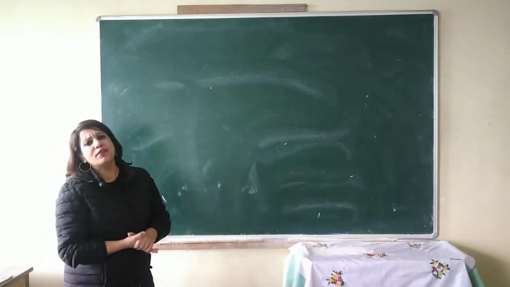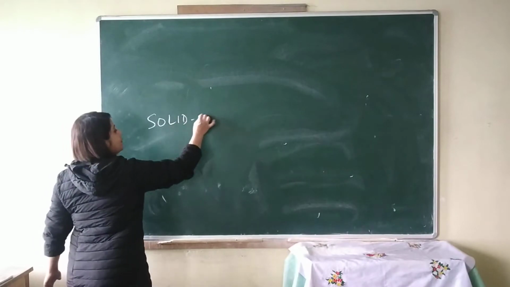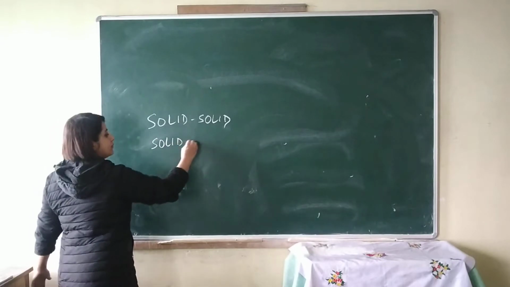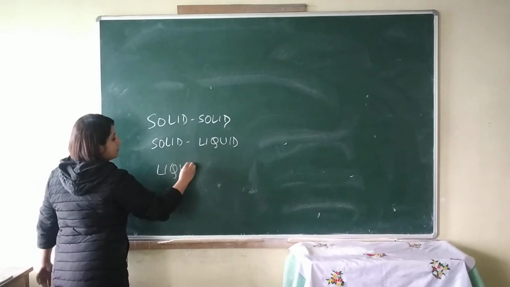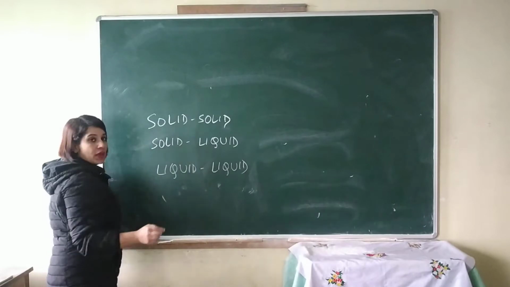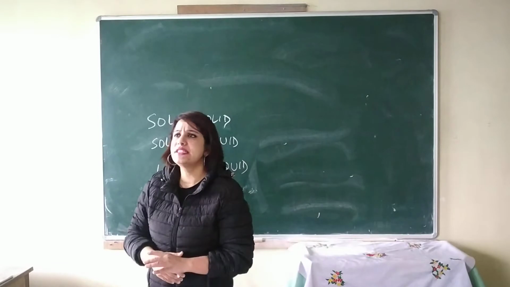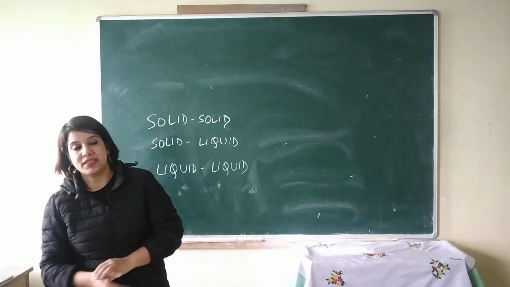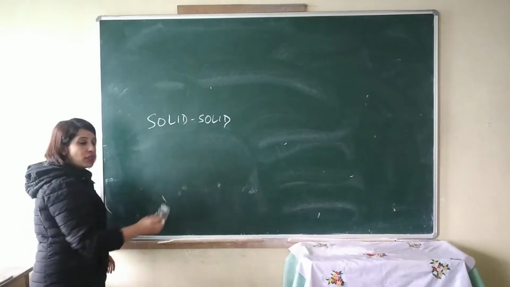Now mixtures can be of different types. So there may be a solid-solid mixture, a solid-liquid mixture, and a liquid-liquid mixture. So depending on the type of mixture, there are different methods or techniques used for separation of such mixtures. So first we start off with solid mixtures.